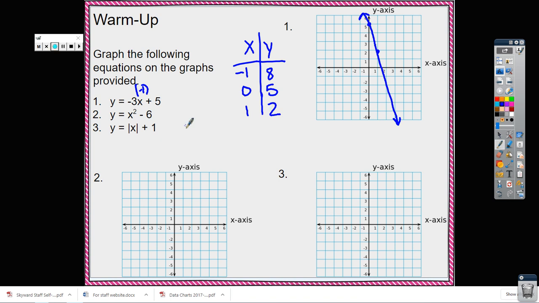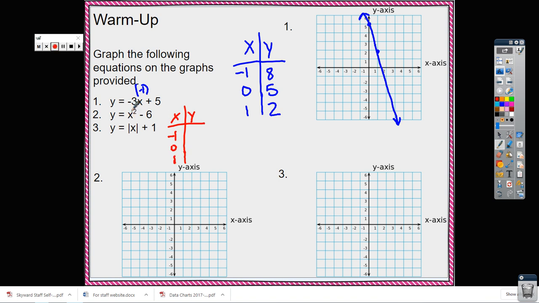Okay. Now let's take a look at number 2. So number 2 looks like a quadratic. How do I know it's quadratic? It has that squared up here. So that's what we're going to focus on first. So if I want to use my same table of values of x, -1, 0, and 1, let's see if we get some values here.